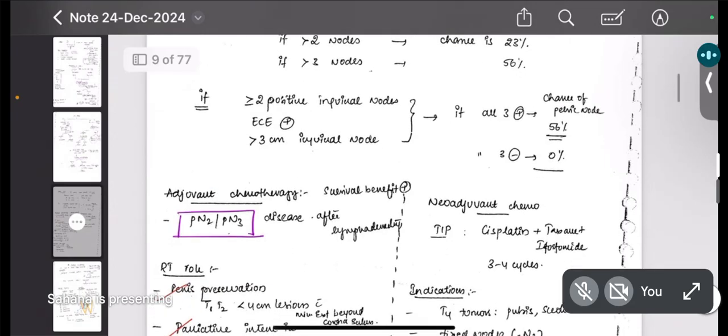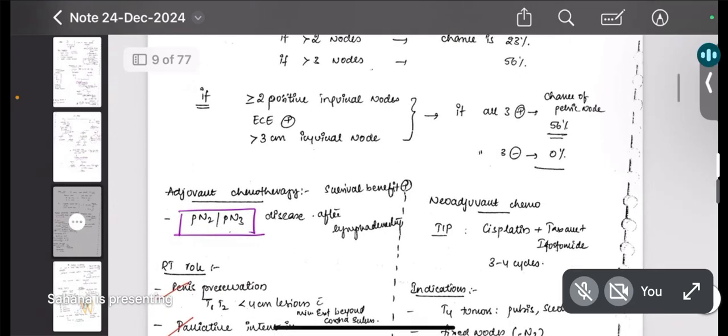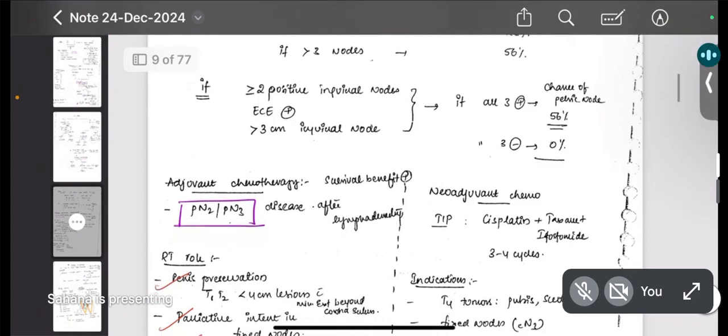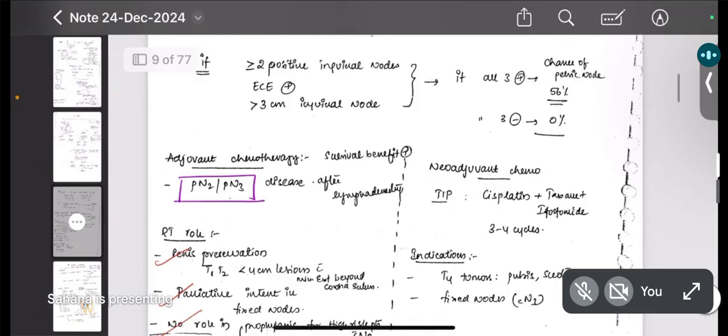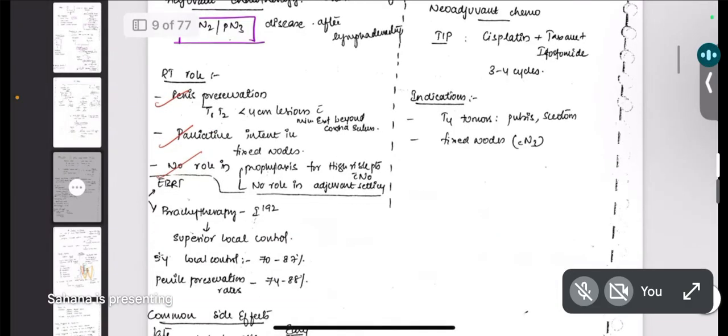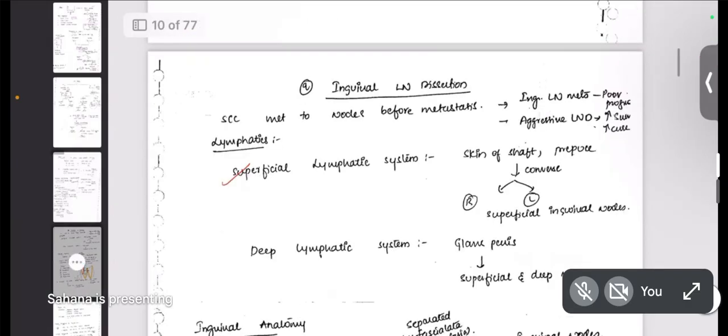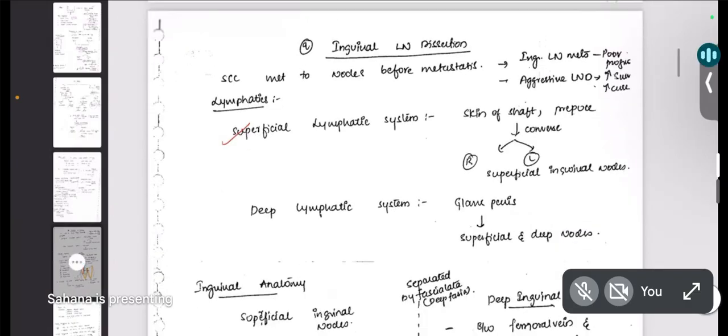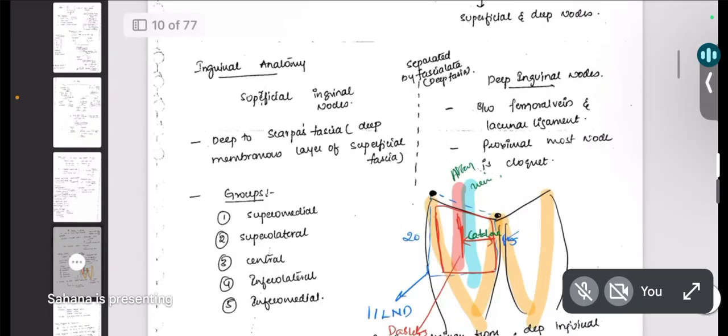So what is the neoadjuvant chemotherapy? It is TIP: taxane, ifosfamide, and cisplatin. Paclitaxel, yeah, ifosfamide and paclitaxel, I think. Cisplatin, paclitaxel, and ifosfamide. So this is what inguinal dissection, superficial and deep system. Then these are the templates.